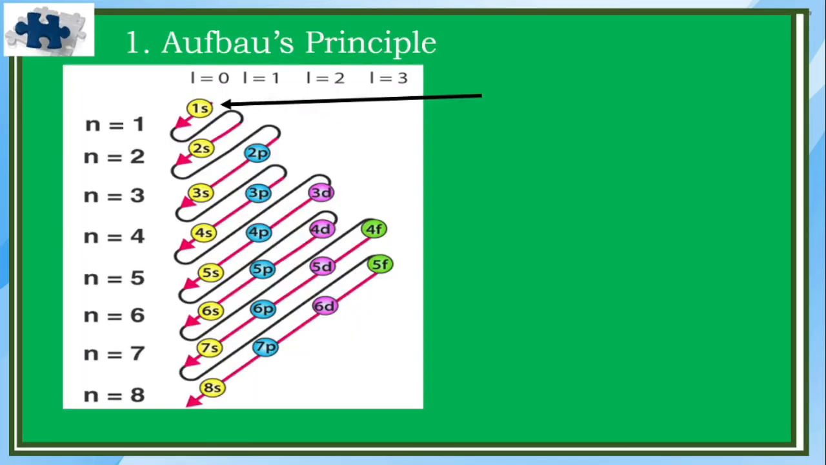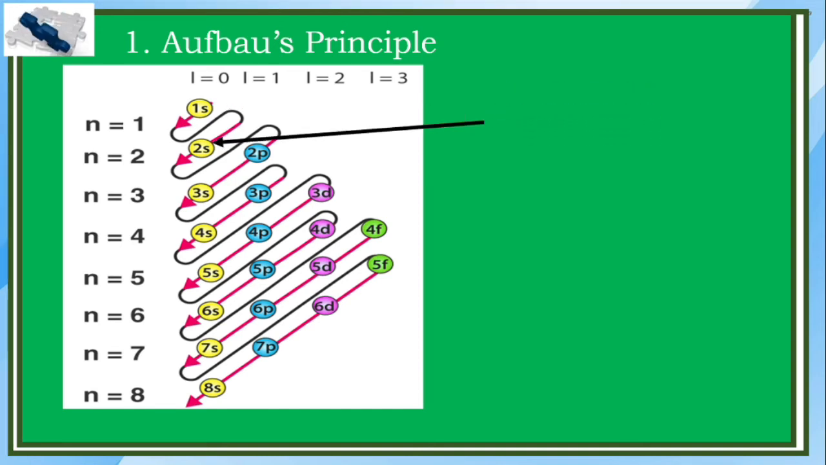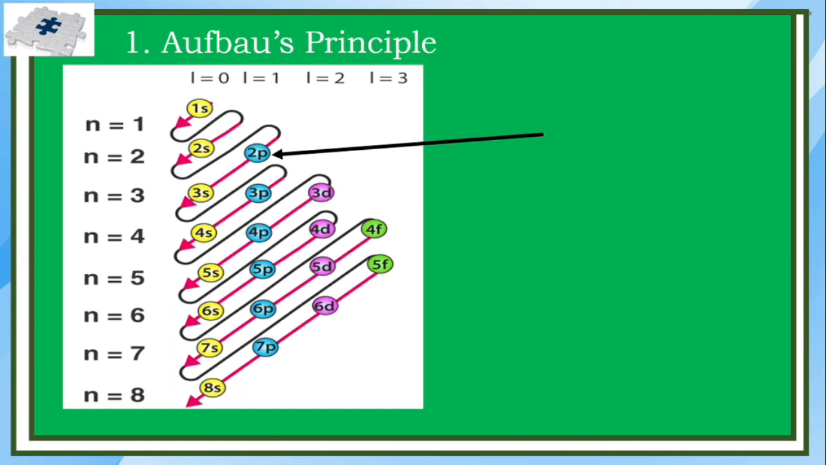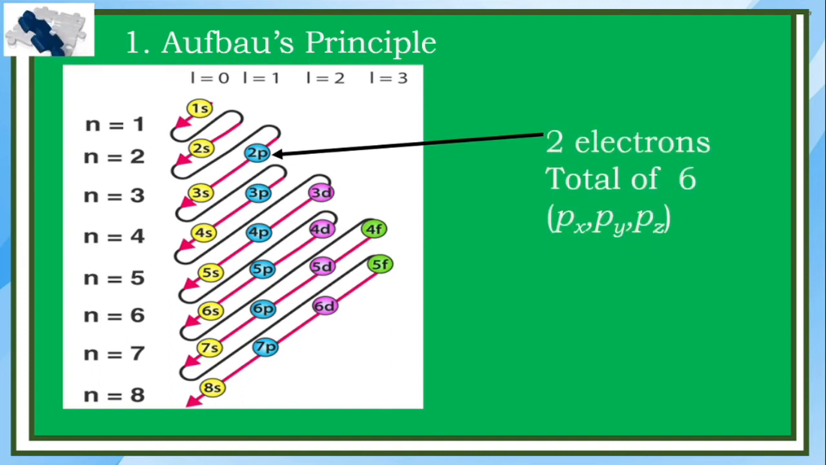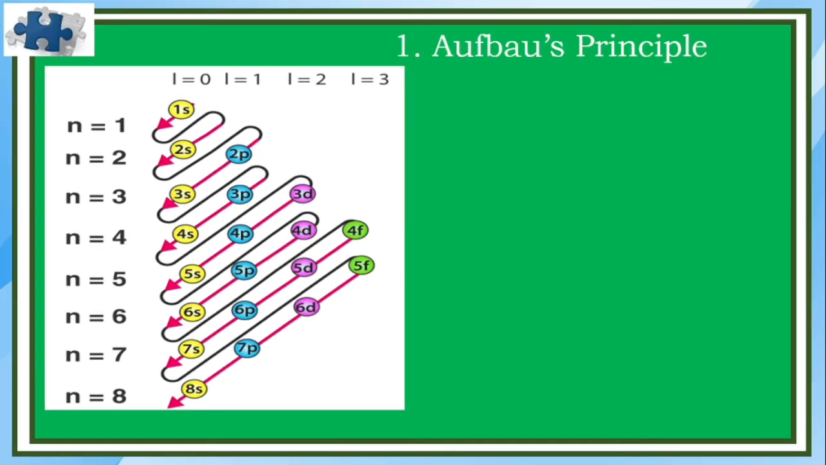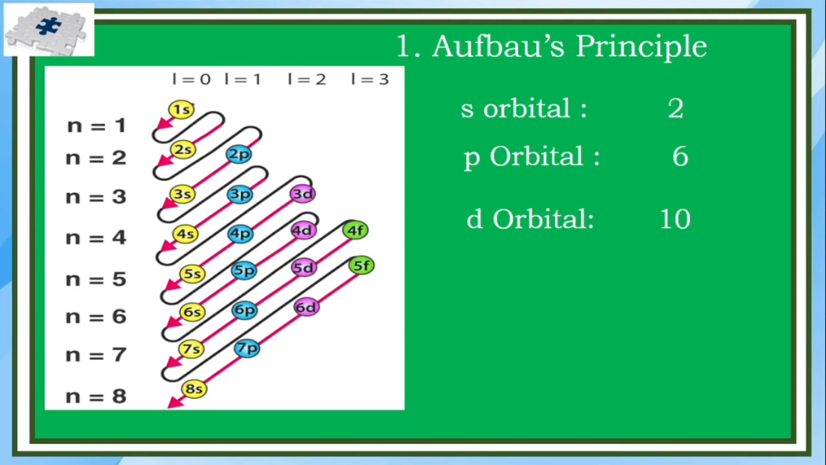The first orbital that is assigned 2 electrons is the 1s, followed by 2 electrons for 2s, and another 2 electrons for each 2p orbital for a total of 6 electrons for p sub x, p sub y, and p sub z. This sequence goes on until all the electrons in an atom have been assigned to orbitals. Note that the maximum number of electrons in s orbital is 2, p orbital 6, d orbital is 10, and in f orbital is 14.